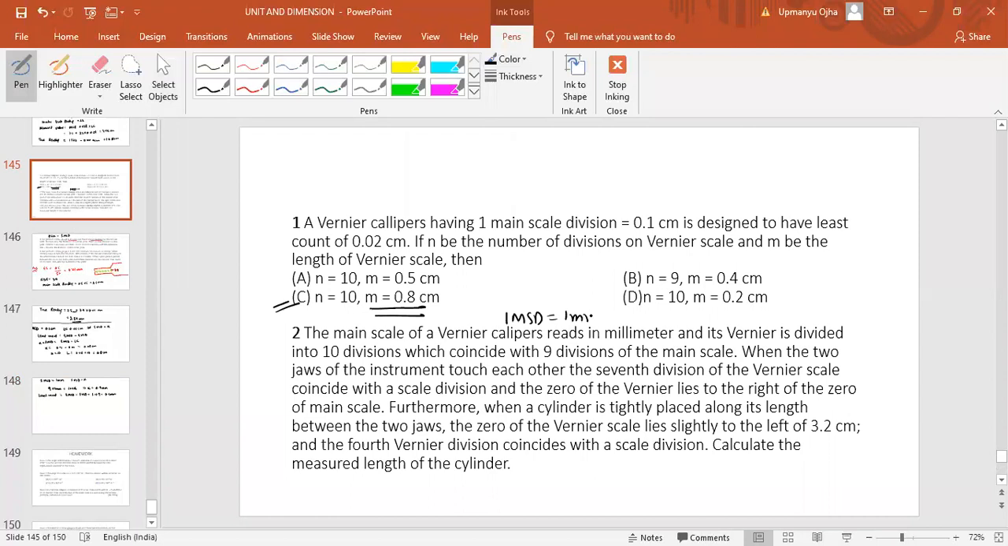Okay, and its vernier scale is divided into 10 divisions. So how many divisions are there on the vernier scale? That is 10. It coincides with 9 divisions of the main scale. Okay, so how many divisions are coinciding? 9 divisions of the main scale are coinciding.